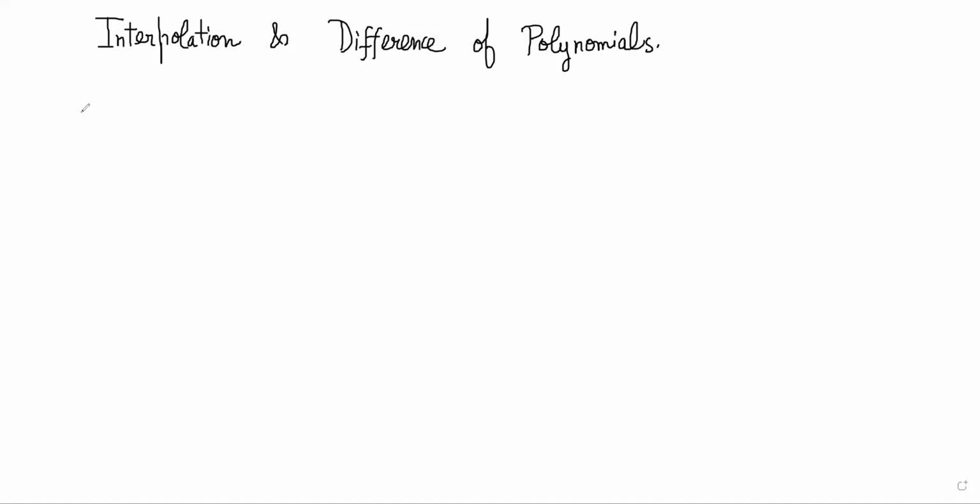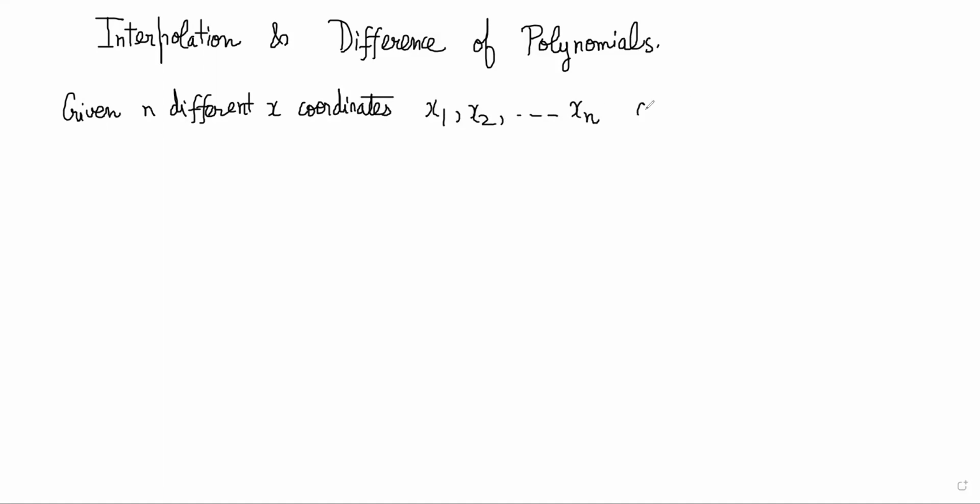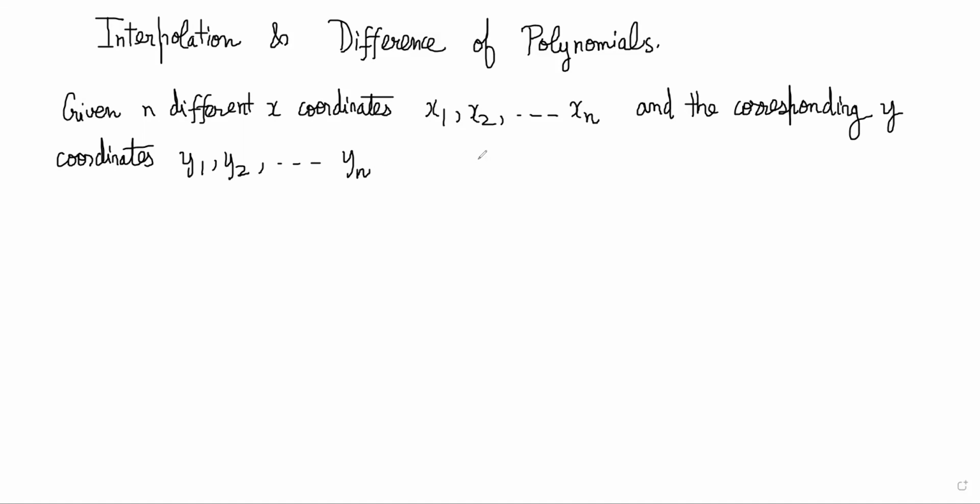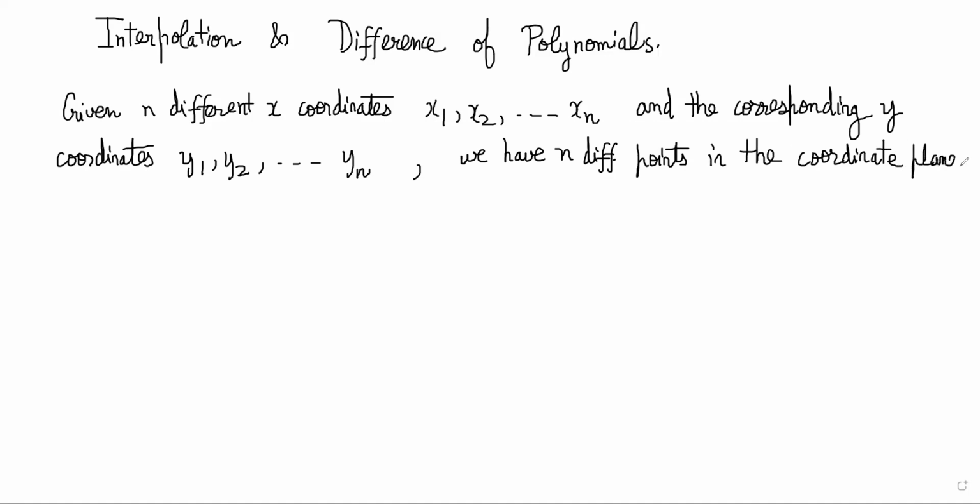So basically, given n different x coordinates, x1, x2 till xn, and the corresponding y coordinates, y1, y2 till yn, we have n different points in the coordinate plane, and the points are basically x1, y1, x2, y2 till xn, yn, right?